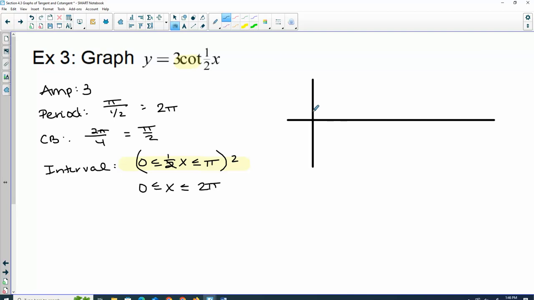So my amplitude is 3. 5.3. I am starting at 0. So 0 is my first point. Plus pi over 2 is pi over 2. Plus pi over 2 would be pi. Pi over 2 and 2 pi.